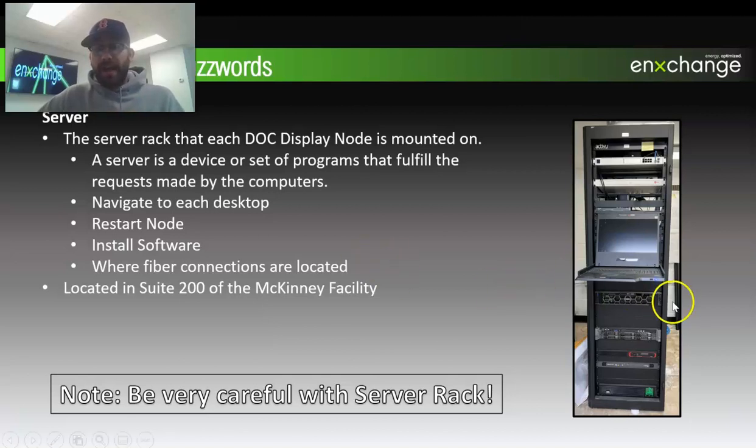On the back of the server rack is where all of our fiber locations are located. Each one of the TVs that are in the server room is connected through a fiber connection, and those are all located on the back of this server rack. This is located in Suite 200 of the McKinney facility.